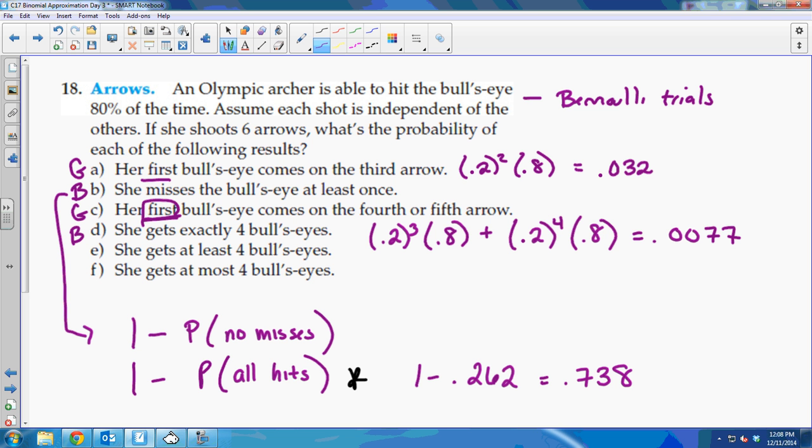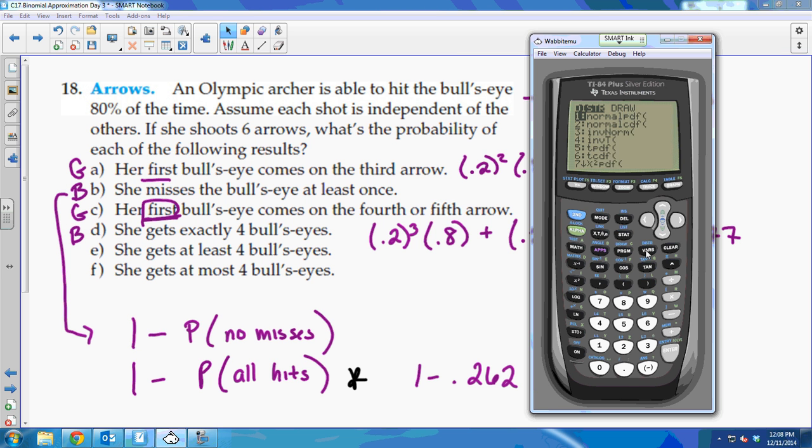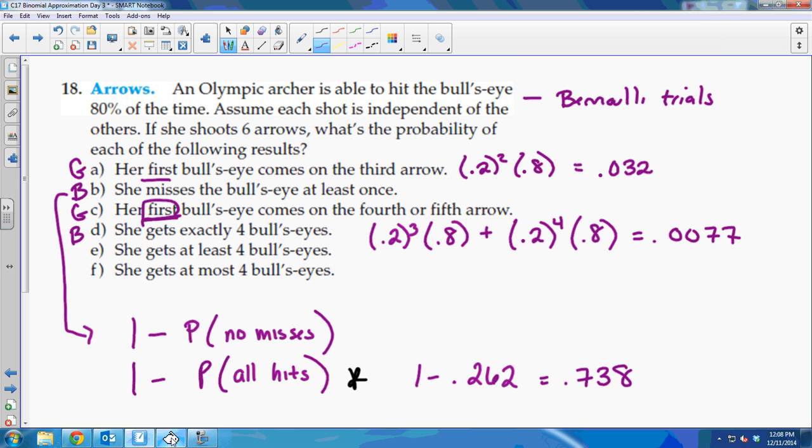So, she gets exactly 4 bullseyes, PDF or CDF. PDF. So, binomial PDF. There's 6 arrows being shot. We get the bullseye 80% of the time, and we want to get 4 bullseyes. So 0.246. The number p is the probability of success. So yeah, getting a bullseye. And this is how many you want.